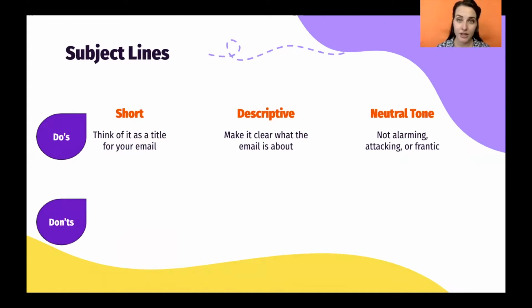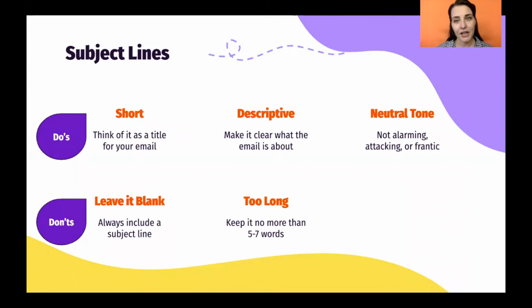Some things to avoid doing. You always want to include a subject line, so don't leave those subject lines blank. Don't make it too long. Try to keep it between 5 to 7 words. And don't be too vague. Say, for instance, you're emailing somebody about an internship. Don't just say internship. Say Palomar Pathmaker internship, whatever the name of the internship is. So being descriptive enough that they know what it's about, but without being overly descriptive where you're writing your whole email in the subject line.